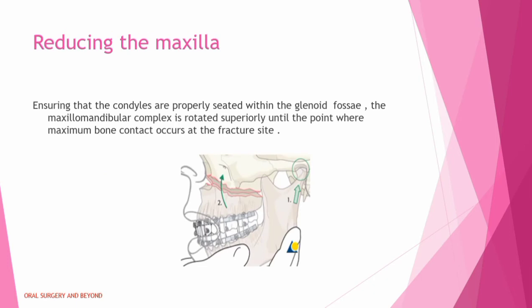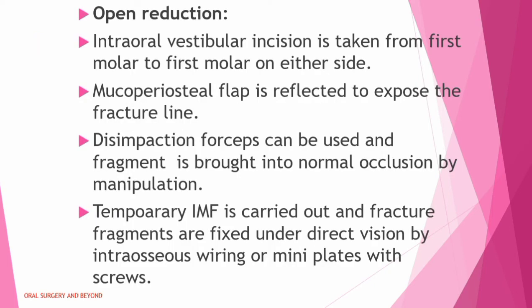Now, reducing the maxilla, as I have already shown with the Rowe disimpaction forceps. The maxillomandibular complex is rotated superiorly until the point where maxillary bone contact occurs at the fracture site. It is pushed anteriorly and superiorly. So the TMJ also goes to its normal position.